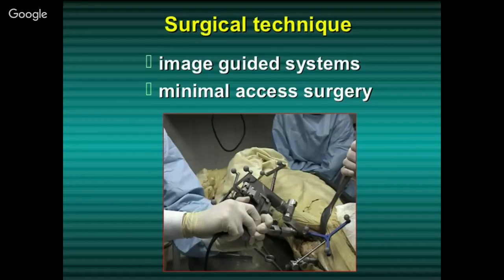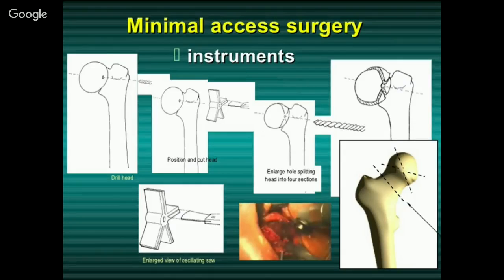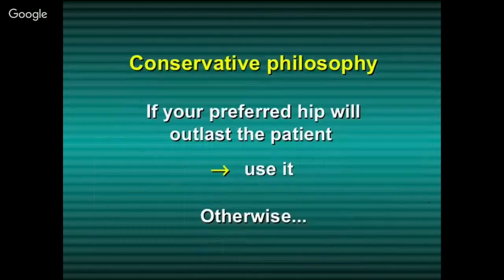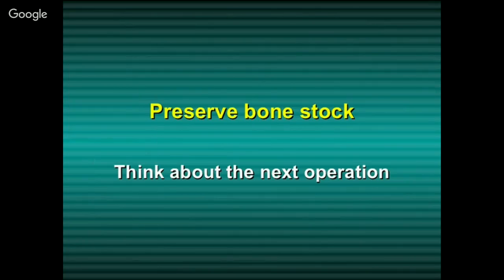Now we have the surgical technique: an image guided system and minimal access surgery. These are all the different types of minimal access implants. So, be conservative: if your preferred hip will outlast the patient, then use it. Preserve bone stock and always think about the revision.